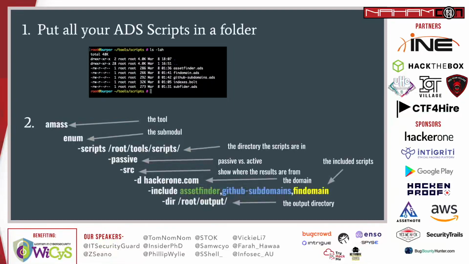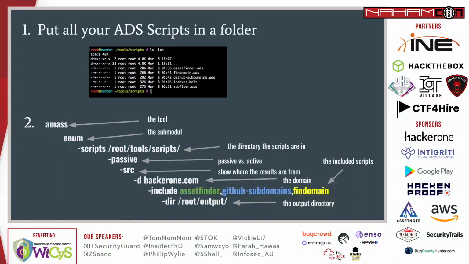The next step is to actually tell Amass how to use all of this. And the command for that is as follows. So first of all, we run Amass, then we tell it which submodule to use, in this case, the enumeration module. Then we tell it where the script location is. Remember where the ADS scripts are located. In my case, this is /root/tools/script. And then we tell it whether to use the passive or the active mode.